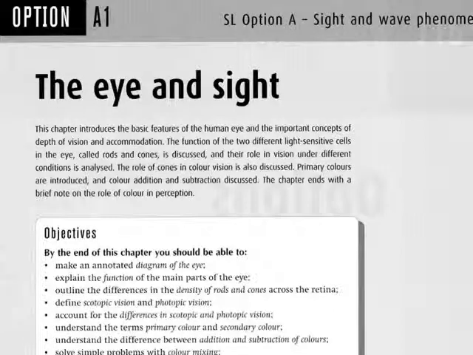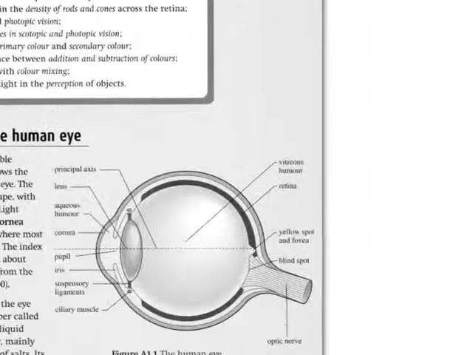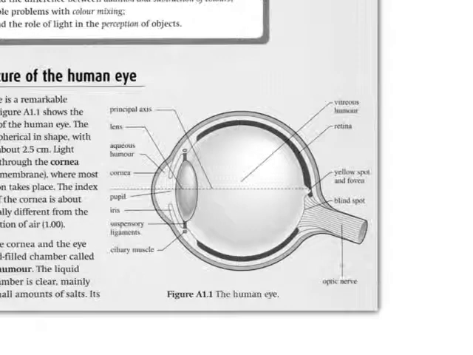So now you've read the text, I'm going to go through it with you so that you gain a deeper understanding of what you're looking at. We're going to start with the eye and sight. So if we look at the picture of the eye, although there's a lot of information here, I'm going to give you a clear description of what you need to know.